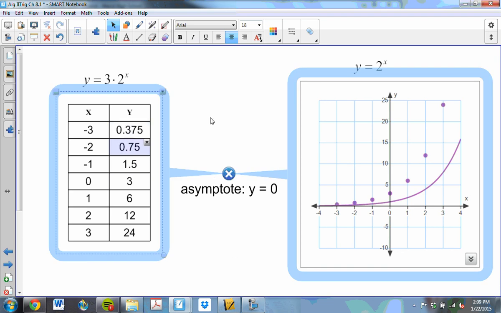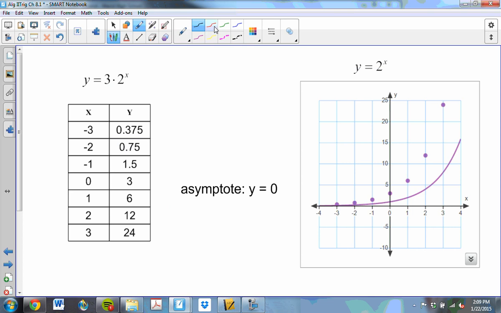These still share the same asymptote. This graph will still get closer and closer to 0 as we go to the left, but as you go to the right, it increases very quickly, in fact 3 times faster than its parent function. Whoa, I'm going to draw a very poor exponential graph here with my mouse.